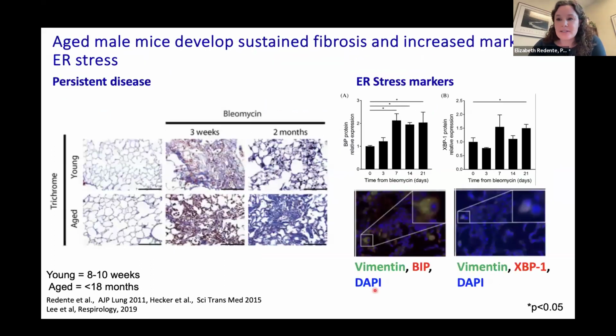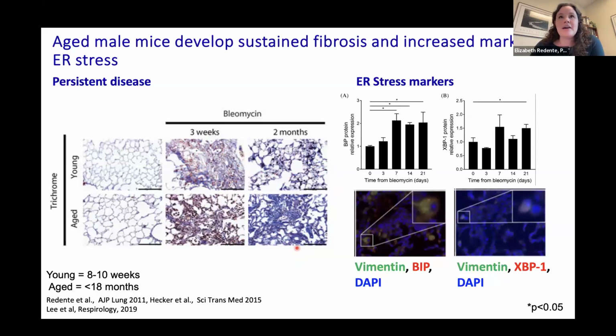Really beautiful studies by Louise Hecker and Victor Thannickal's group also looked at aged male mice, and they did their studies a little bit differently. They looked at a 3-week time point and then allowed the animals to progress for an additional 2 months to look at disease persistence. And so they found that in young mice, after a single dose of bleomycin, they develop a robust response at 3 weeks, but began to see resolution of the disease by 2 months. However, this was significantly impaired in the aged male mice. So not only are aged male mice more susceptible and they get a more robust fibrotic response, they also don't undergo spontaneous resolution within the same time course.